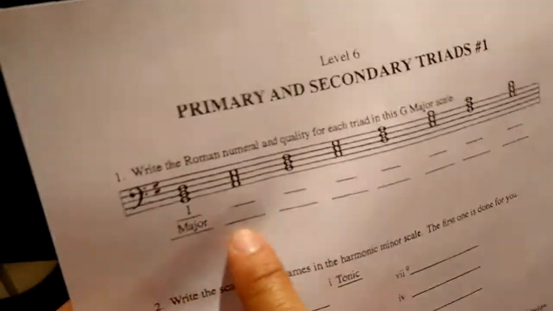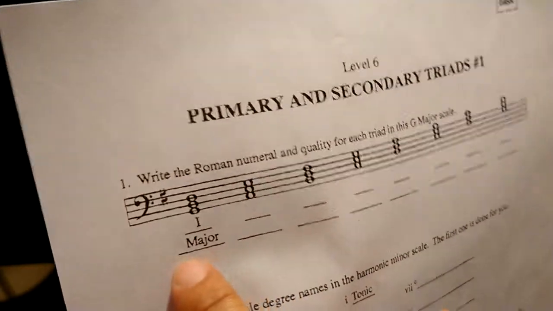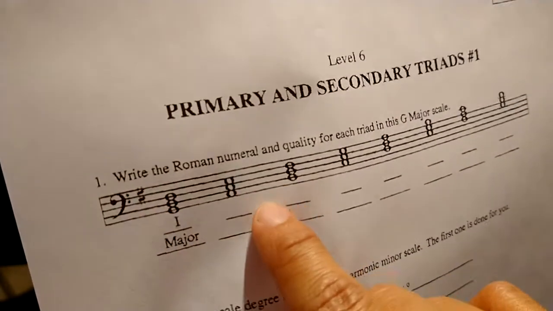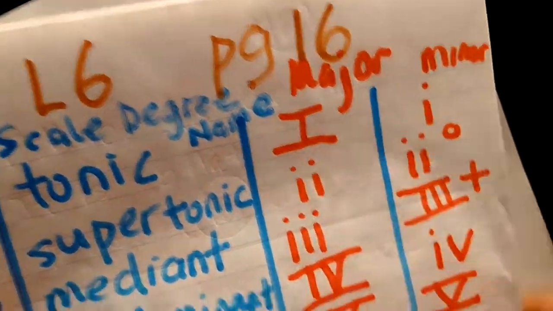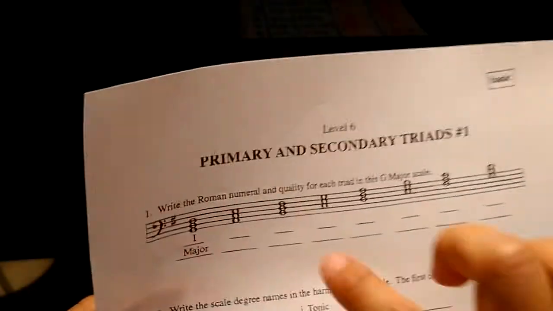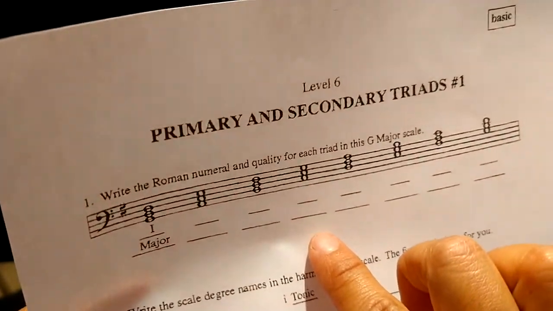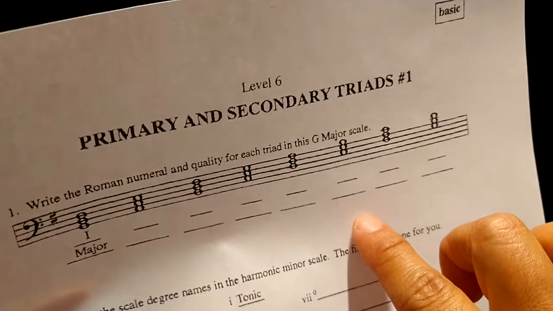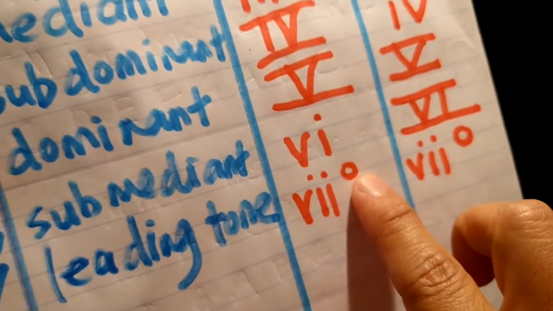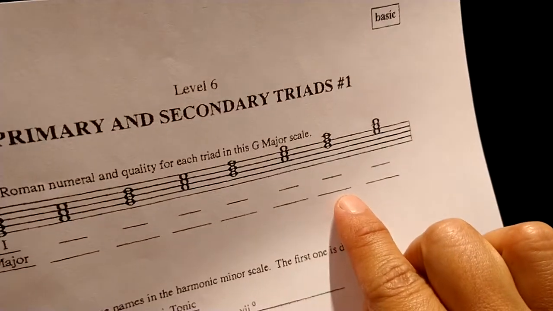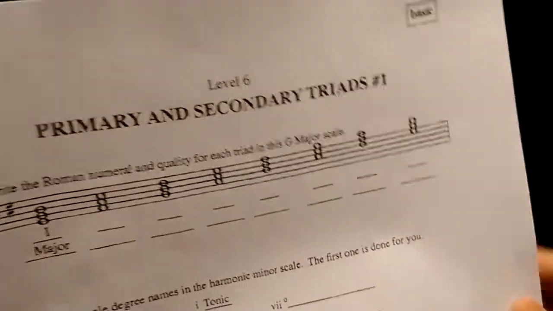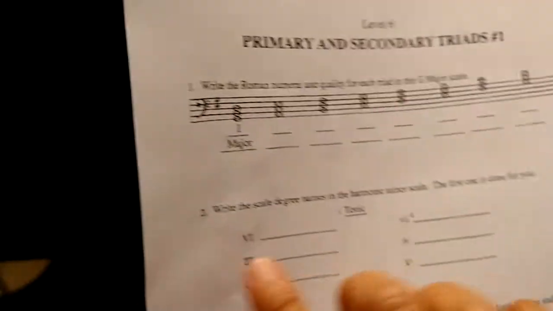Then after that, underneath, you're going to write the quality. So 1 is major, 2 is minor. How do I know 2 is minor? Because 2 is small. Small means minor. 3 is minor, 4 is major, 5 is major, 6 is minor, but 7, since you have a tiny little circle, 7 is diminished. So you have to write diminished over here at 7. Okay?